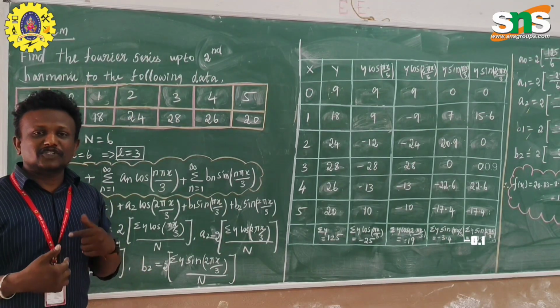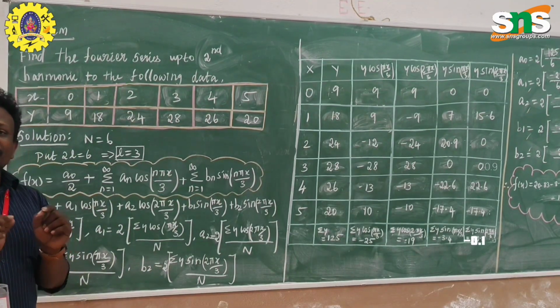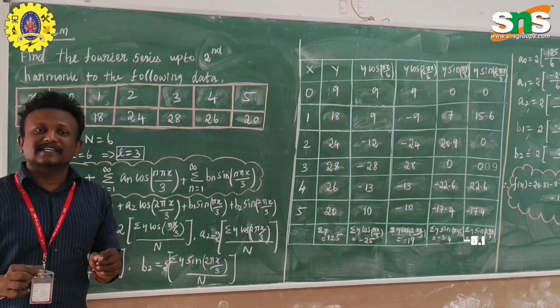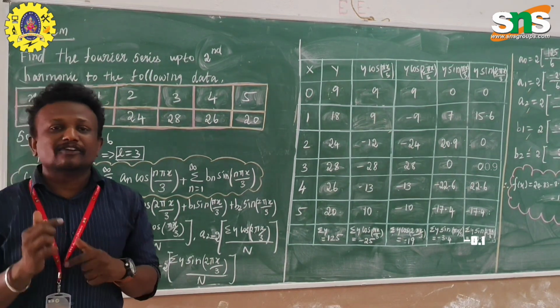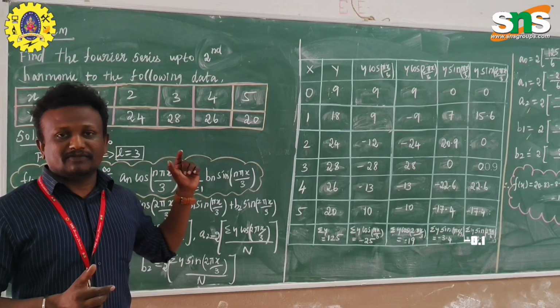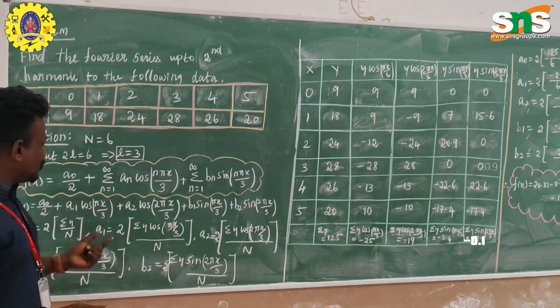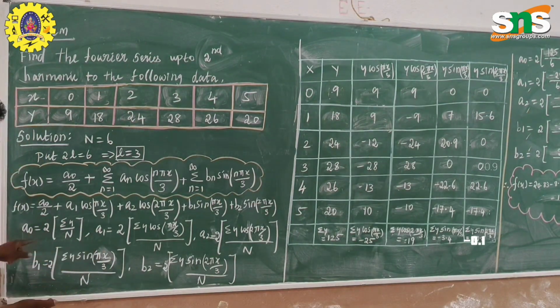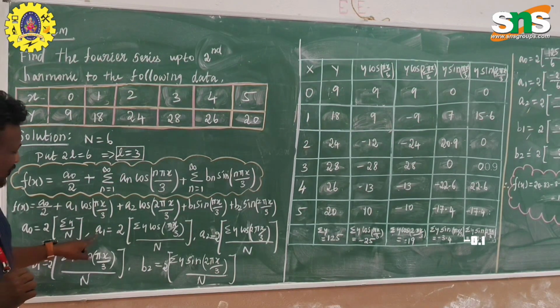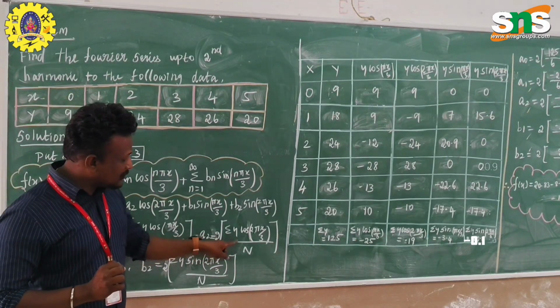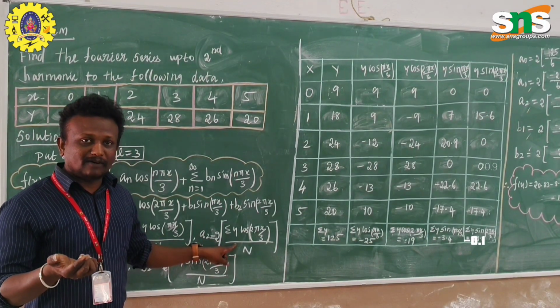In the next step, we are going to find the values of these Fourier coefficients. In order to find them, we require some standard formulas. The mathematicians have already framed these formulas, so we are going to use them here. To find the value of A naught, your formula is 2 times the summation of y divided by n. Similarly, to find A1, this will be your formula, and to find A2, this is the one you can use.